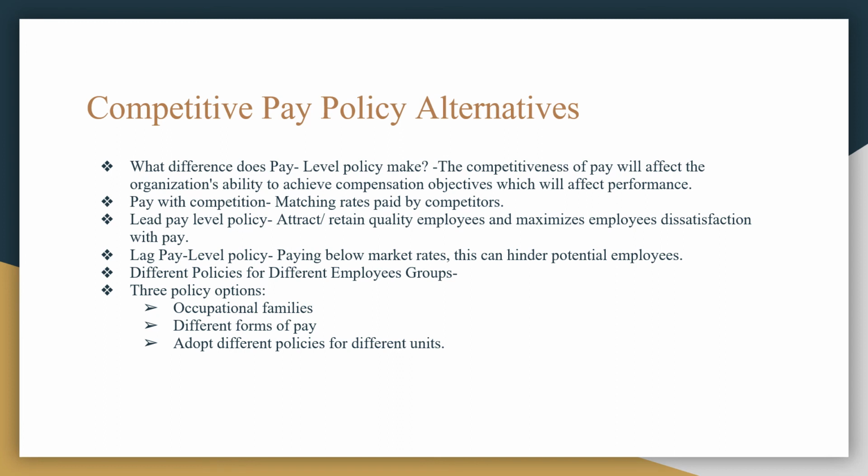Lag pay level policy. Paying below market rates. This can hinder attracting potential employees. Different policies for different employee groups. Here we have three policy options. Occupational families, different forms of pay, adopt different policies for different units. Like we discussed, every employee has different cares and meanings for what they work for. Some will want to work for money, some will want to work for their family, and some would want to work for the benefits that the company has upheld for them.